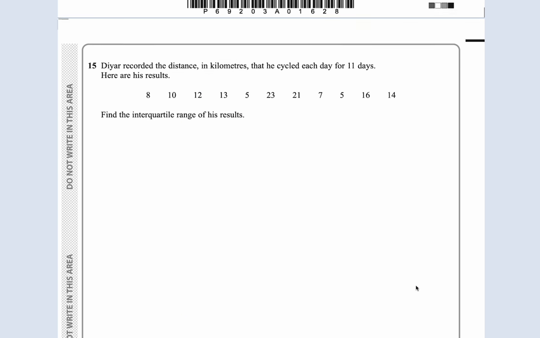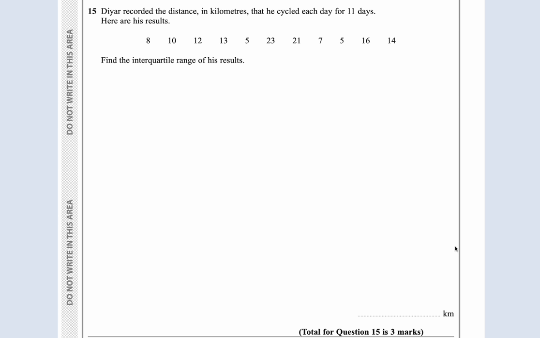Question 14. Question 15. DR recorded the distance in kilometers that he cycled each day for 11 days. Here are the results. Find the interquartile range.